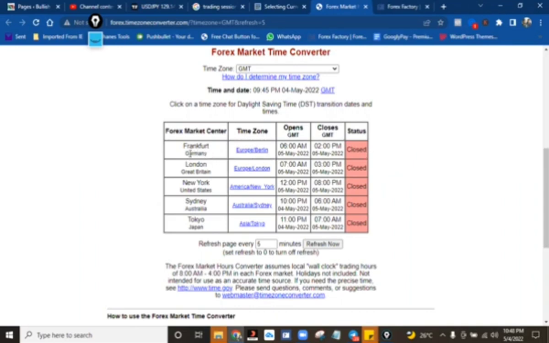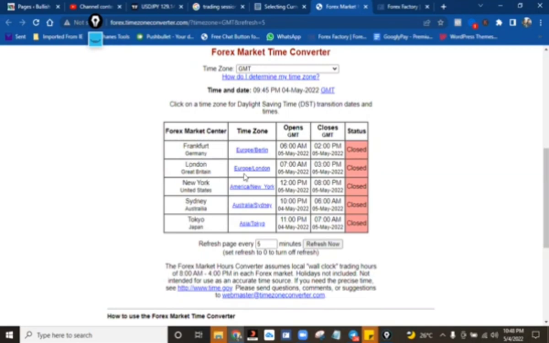So for Frankfurt, Germany, that's Europe, they open 6 a.m. and close 2 p.m. But we don't really trade this particular session because it's not popular. The main sessions we trade mostly are the London session, the New York session, and the Asian session. Okay, then some people trade the Sydney session.